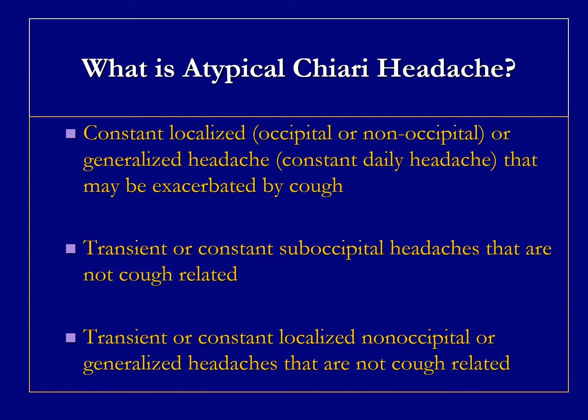An atypical Chiari headache is different. It is a constant, localized headache, like at the back of the head or occipital, or a generalized headache, like a constant daily headache, that may be exacerbated by cough. A transient or constant suboccipital headache that is not cough-related could also be called an atypical headache. And finally, a transient or constant localized non-occipital or generalized headache that is not cough-related could be called an atypical Chiari headache.